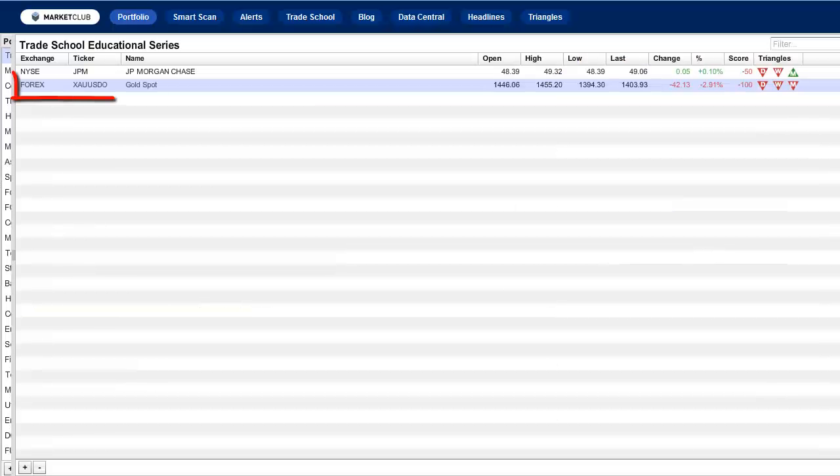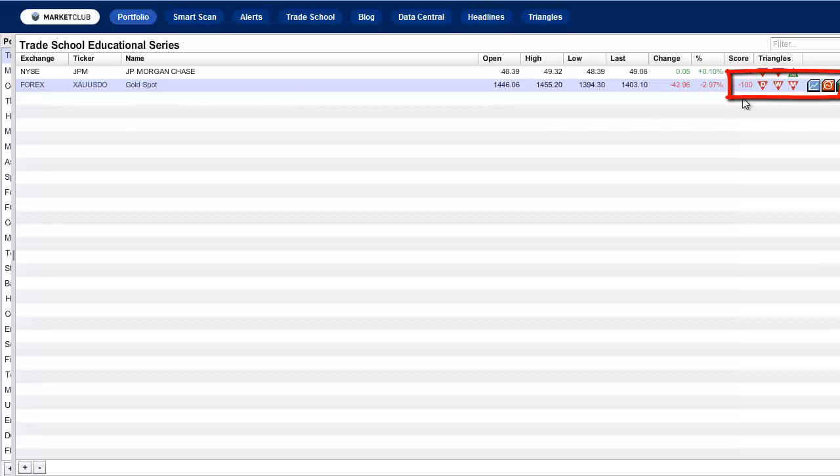Okay, we're at our portfolio, and the market we're going to be looking at is gold, spot gold as a matter of fact. It trades 6 days a week, 24 hours a day. It's a pretty amazing market and one you should be familiar with. It offers great opportunities both on the long side and short side of the market. Moving to the right side of our portfolio, we can see all of our trade triangles are negative.